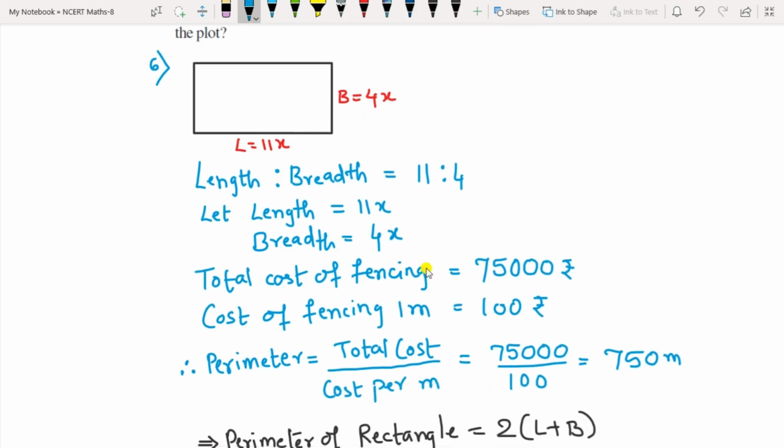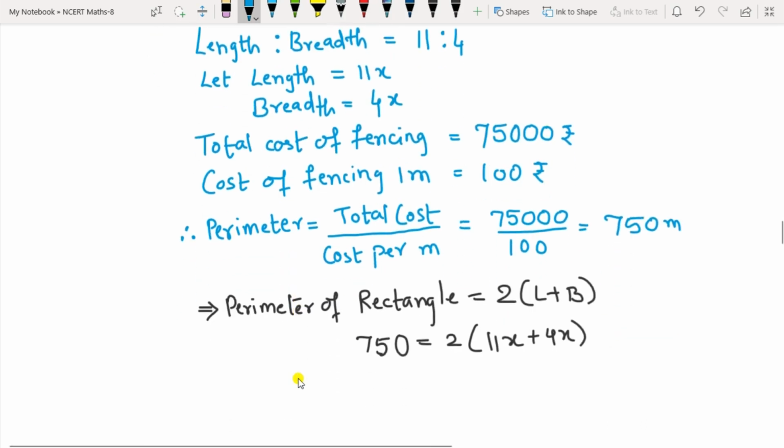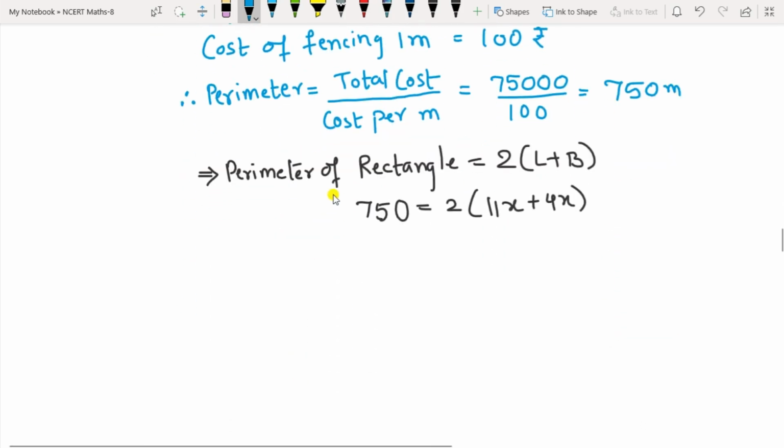So total cost of fencing is given here as 75,000 rupees and 1 meter fencing costs rupees 100. So from here you can find the perimeter as total cost upon cost per meter. That becomes 75,000 upon 100, that gives 750 meters as your perimeter. Now since it is a rectangle, you have to write the formula for perimeter of rectangle as 2 bracket L plus B. Substitute all the values. Perimeter as 750 equal to 2, length as 11x and B as 4x. Now 2 is in multiplication with this bracket, it will move to the other side and get divided by 2, and add these two like terms, that becomes 15x.